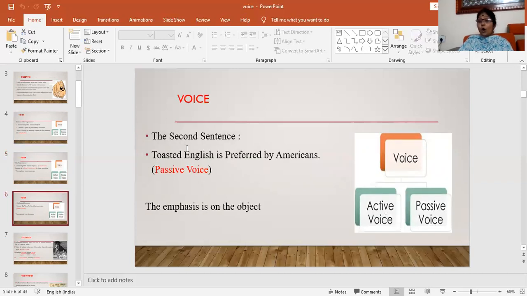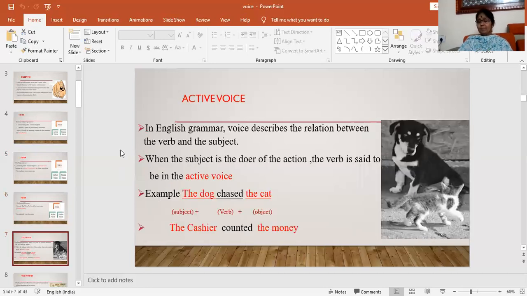So this is the object actually. So when you are stressing on the object, then it becomes the passive voice. And when you are stressing on the subject, it becomes the active voice. So is it clear? When the emphasis is on the subject, it is called active voice, and when the emphasis is on the object, it is called passive voice. Let us understand this with a better example, right?